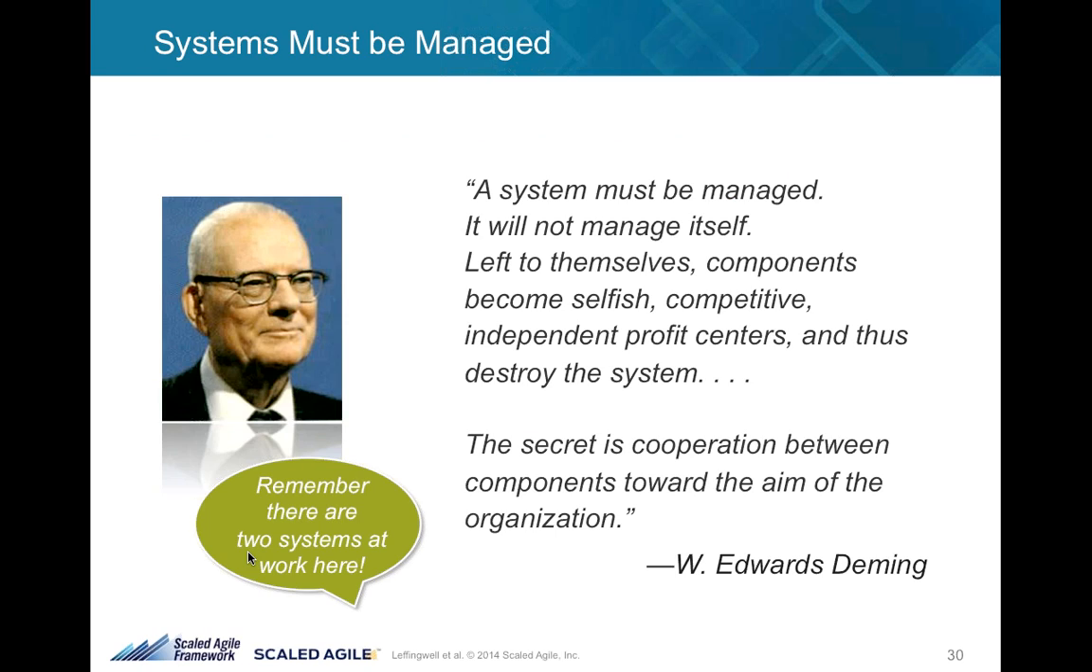And again, another little vignette as I woke up from my Saturday morning jet lag reading Deming. A system must be managed, it will not manage itself. Left to themselves, components become selfish, competitive, independent profit centers, and thus destroy the system. The secret is cooperation between components toward the aim of the organization. That's a pretty brilliant thought.